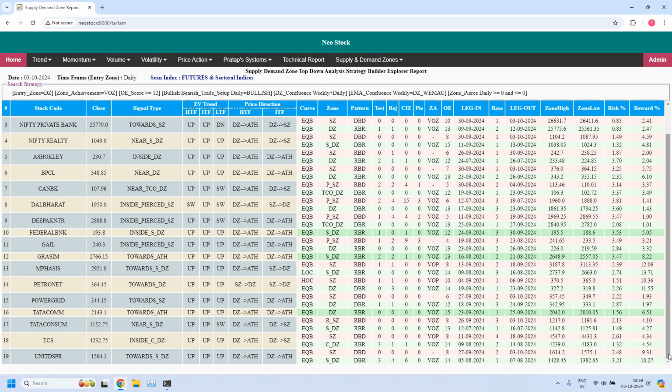In bullish trade setup, ITF trend is always uptrend. HTF trend can be either uptrend or sideways. Either one is allowed. But ITF is always uptrend.